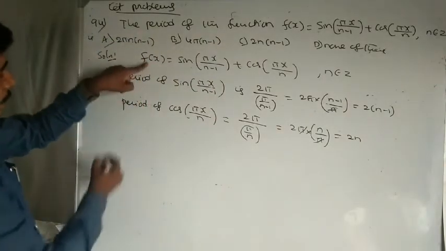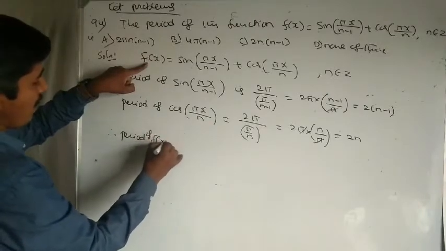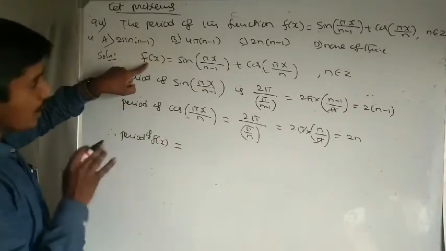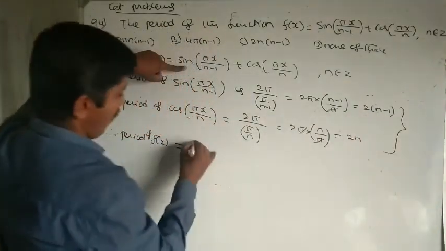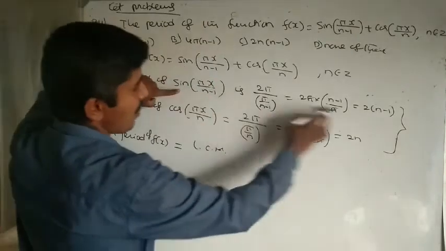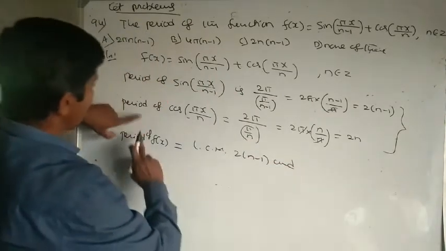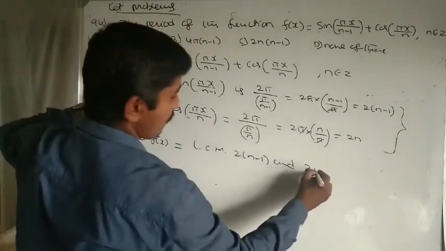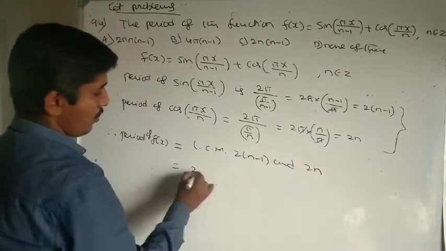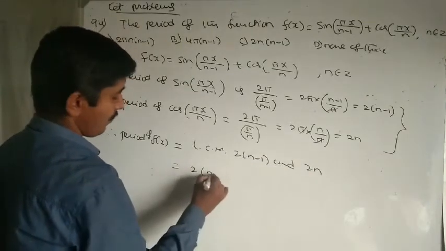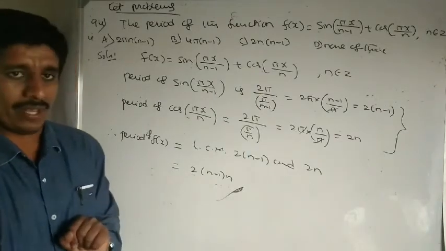Therefore, now take the period of the given function. The period of the given function f of x is equal to the LCM of sin and cos. What is the LCM here? The period of the sin function is 2 into n minus 1, and the period of cos is 2n. Take 2 common, since it is contained in both factors, and take the different factors, n minus 1 into n. This is the period of the given function. Got it. 2n into n minus 1.